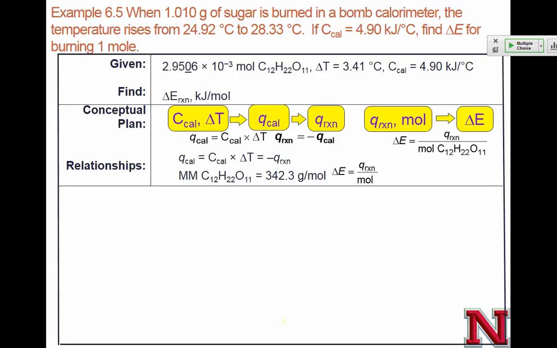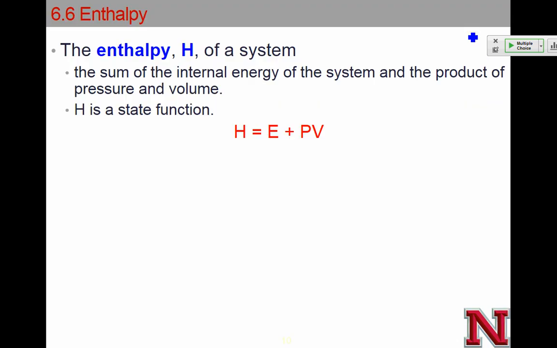So that brings us to this term that we use in thermodynamics called enthalpy. So enthalpy is H of a system. This enthalpy is the sum of the internal energy of the system and the product of pressure and volume. And it is a state function. It's related to our energy plus PV.